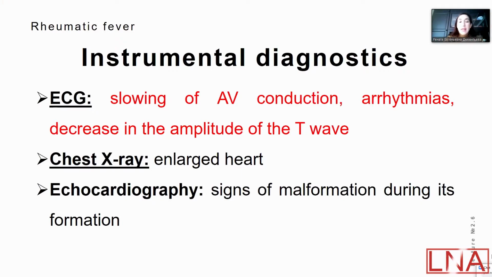During chest X-ray, in case of an affected cardiovascular system, we can identify an enlarged heart and different changes in the contour of the heart, which depend on the most affected valve. And during echocardiography, or ultrasound, we can identify signs of malformation.